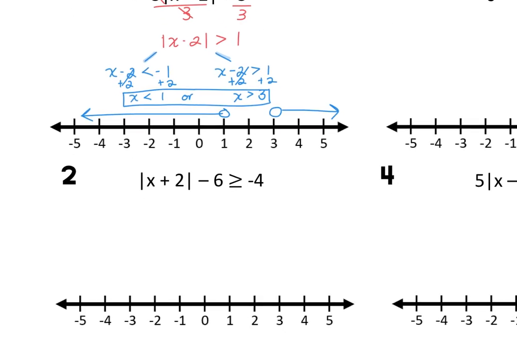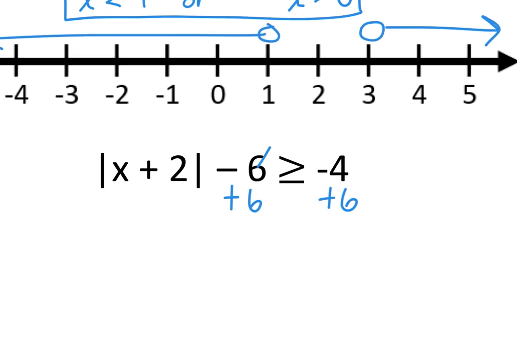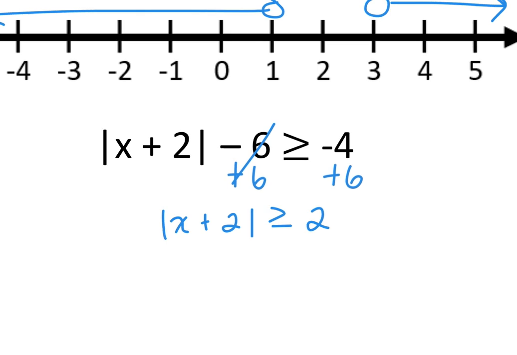We have the absolute value of x plus 2, minus 6, is greater than or equal to negative 4. So again, step number 1, get this absolute value part by itself. So we're going to undo this minus 6 by adding 6. So that I get the absolute value of x plus 2 is greater than or equal to, well, negative 4 plus 6 is 2.